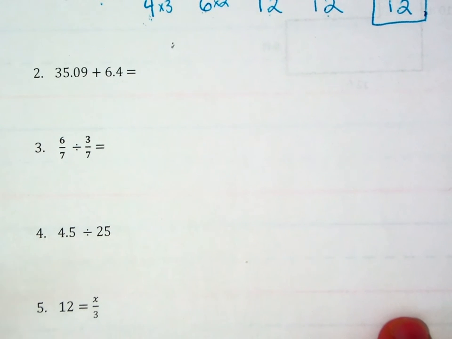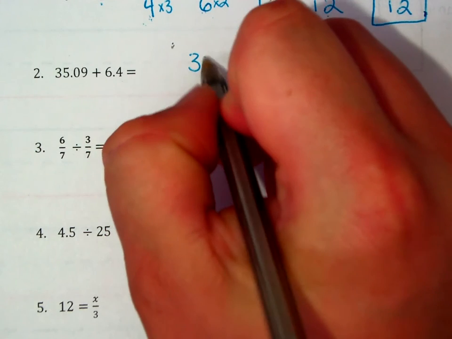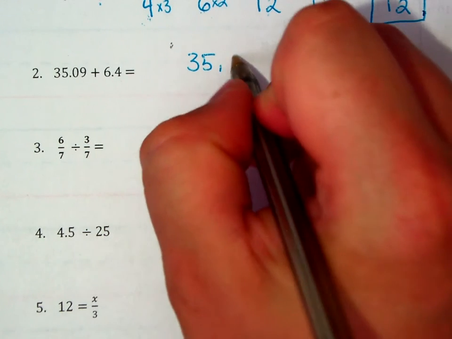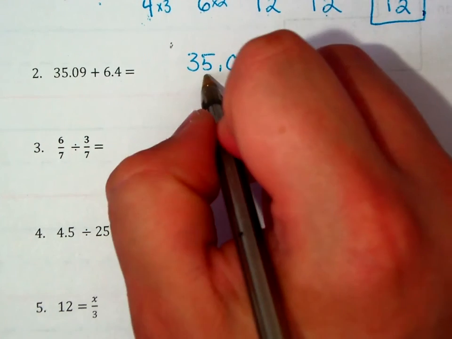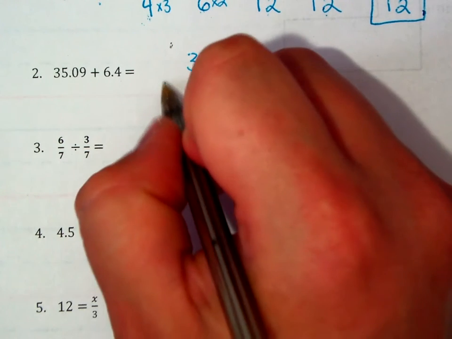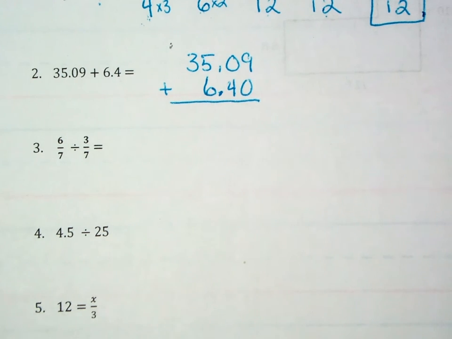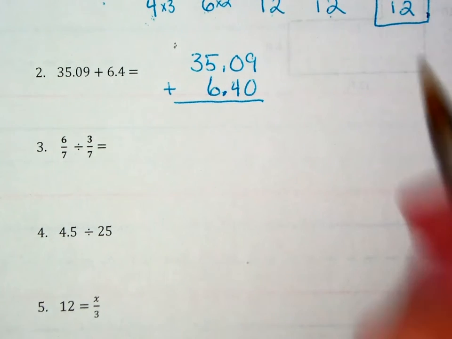Our next problem, 35.09 plus 6.4. The easiest way to do this is to rewrite the problem so that we align our decimals. 35.09 plus 6.4. And if you need to, go ahead and add the 0 after the 4, just so that you see an even number of numbers following the decimal point, then that's fine to do as well.